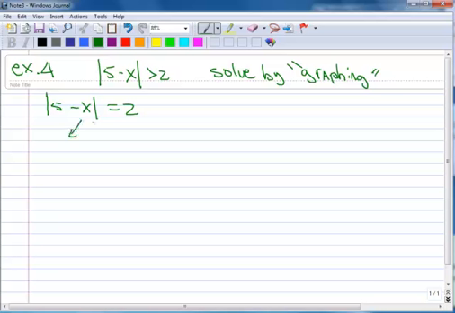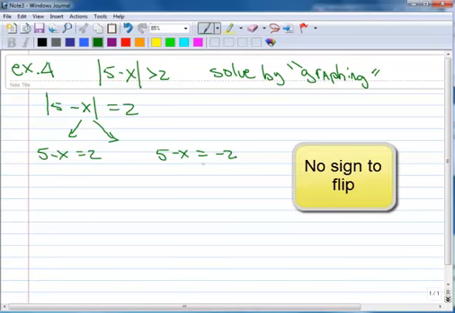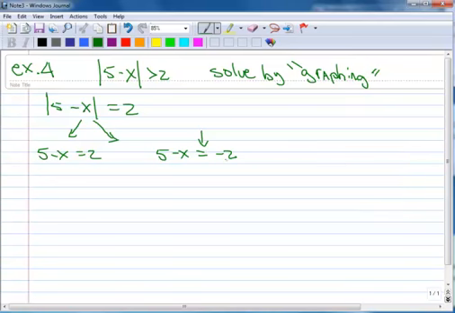Everything else is going to look the same. Let's split this apart, because remember, everything inside could be positive or negative. So we have 5 minus x is equal to 2. We also have 5 minus x is equal to negative 2. Notice I had no sign to switch back and forth. I just had to worry about the right-hand side. Okay, so let's go ahead and solve this.